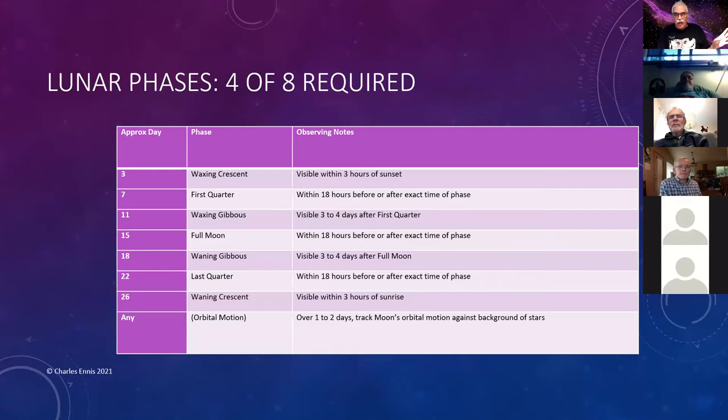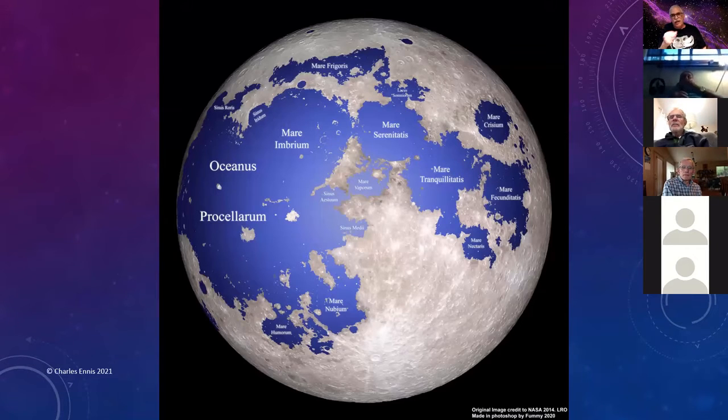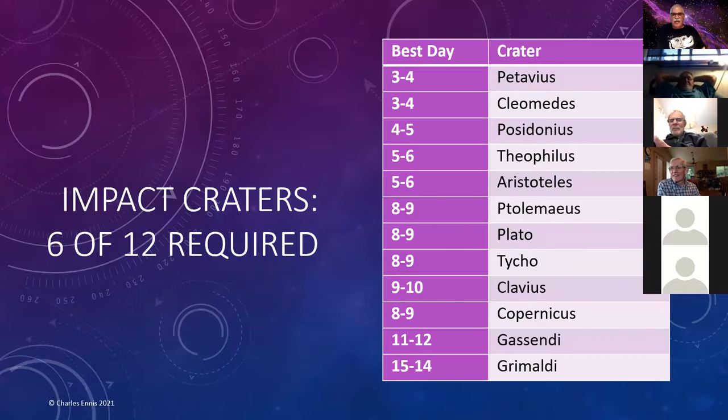So briefly, for the other stuff, for lunar phases, that's pretty simple. You just have to find some of these phases and make notes of the times. For the lunar basins, these are pretty easy. I found this really interesting piece of art here. It was a NASA picture of the moon that somebody modified to make the Maria, the seas, actually look like seas, so they stand out. They're quite easy to find.